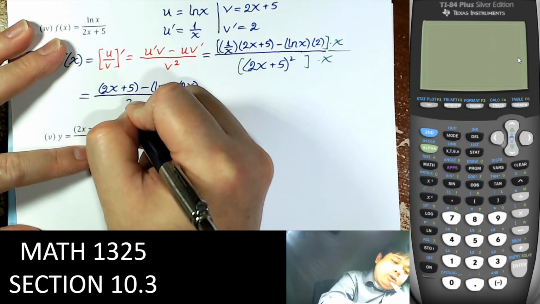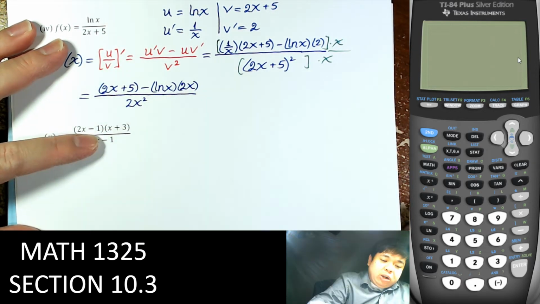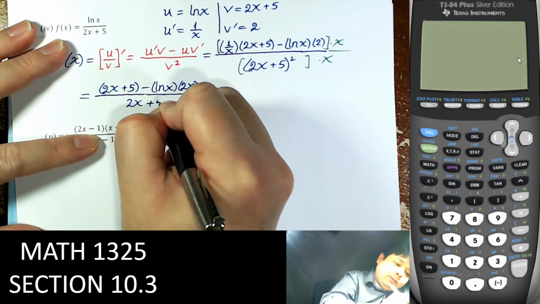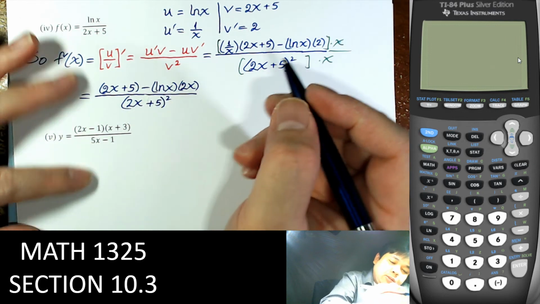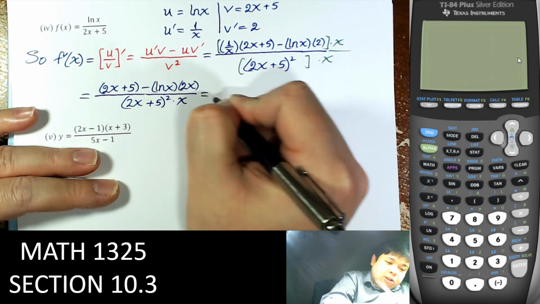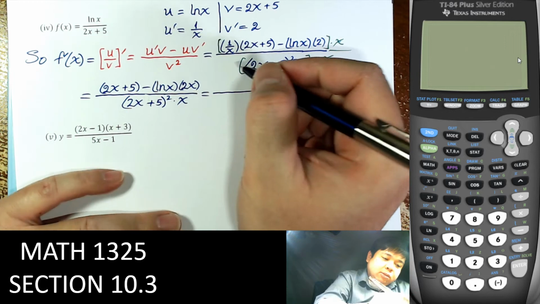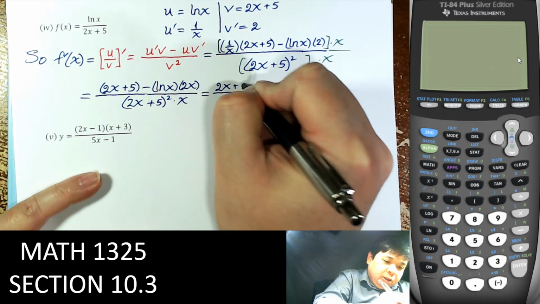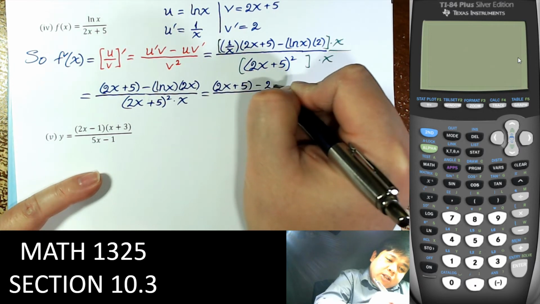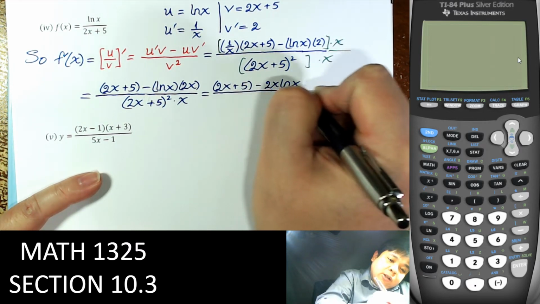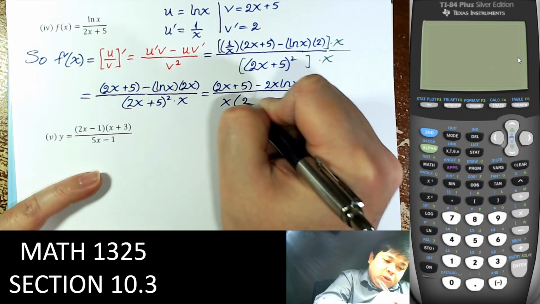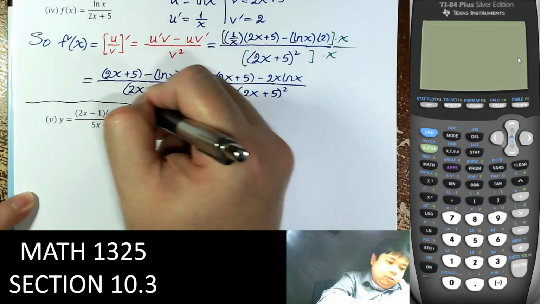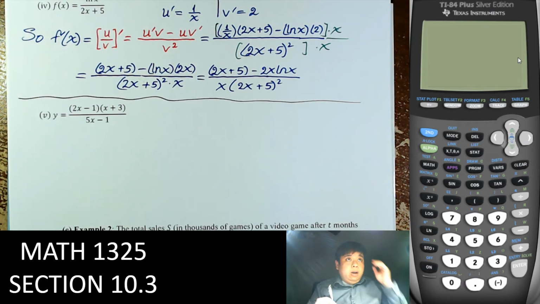Over (2x + 5) square, sorry. Times x. So that gives us 2x plus 5 minus 2x ln of x over x times (2x + 5) square. Right, next we have this.